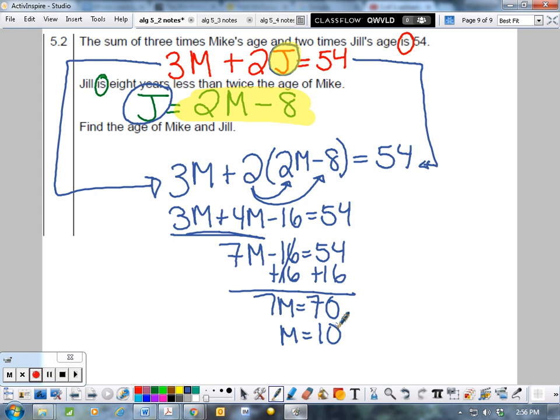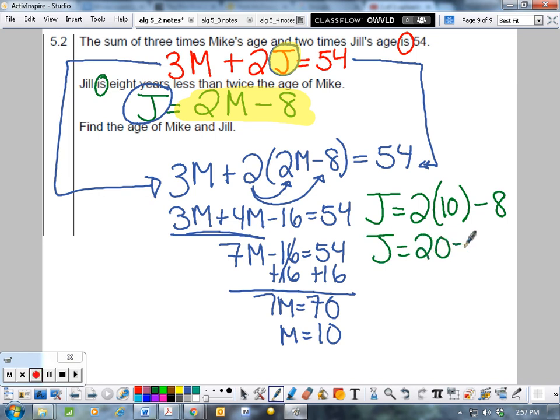Now we have to figure out how old Jill is. So I'm going to go back to that green equation where Jill is 2 times Mike's age, 10, minus 8. So Jill is, I multiply first, 2 times 10 is 20, minus 8, and 20 minus 8 gives me 12. So Mike is 10 and Jill is 12. And that's it for our substitution method. We'll talk about a third method in 5.3.